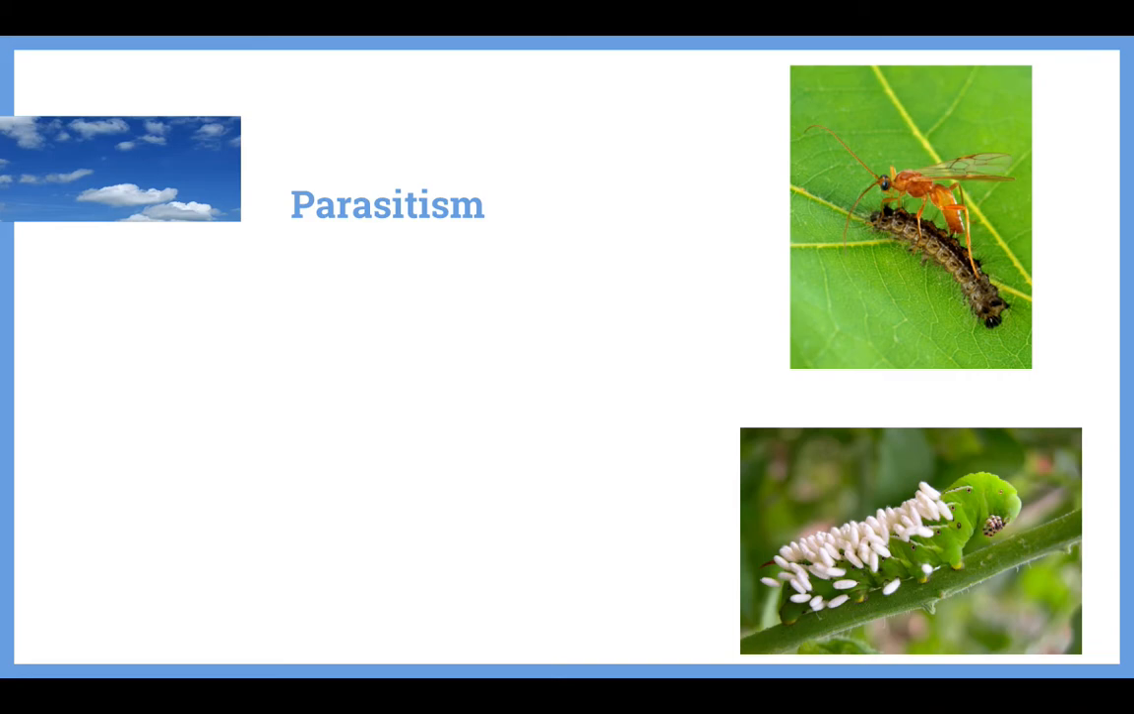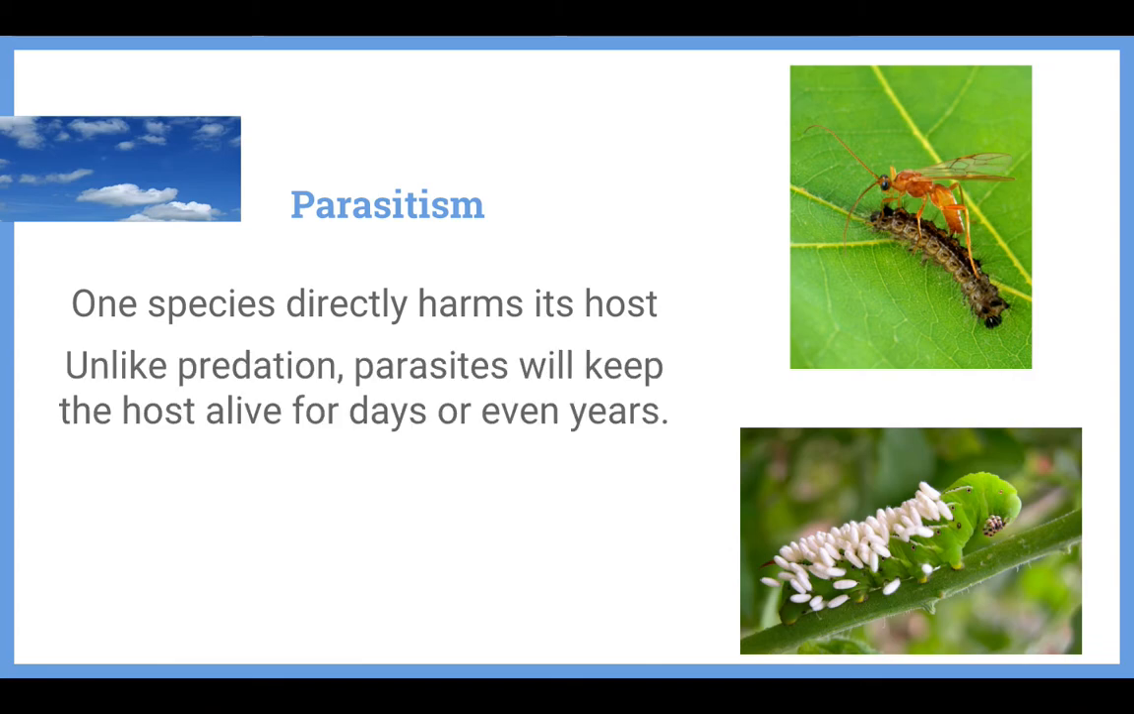The next is parasitism. This is when one organism or one species directly harms the host. Unlike predation, parasites will keep a host alive, could be for days, could be months, could be years. So a parasite will live off of the organism while not killing it. A predator-prey relationship would be where the organism kills the other organism, or one species kills the other.